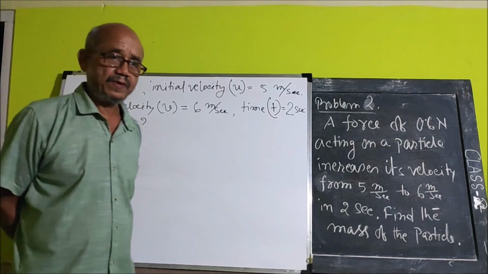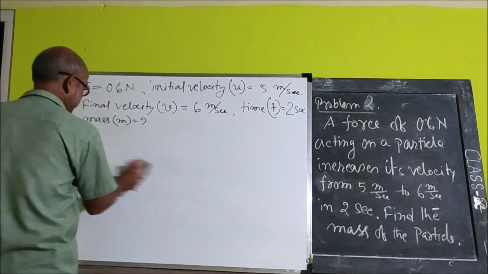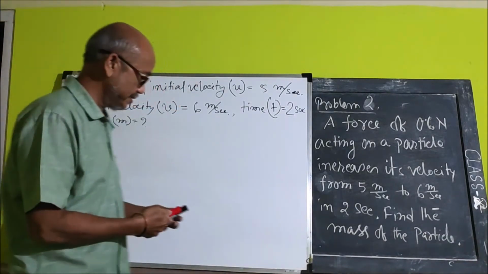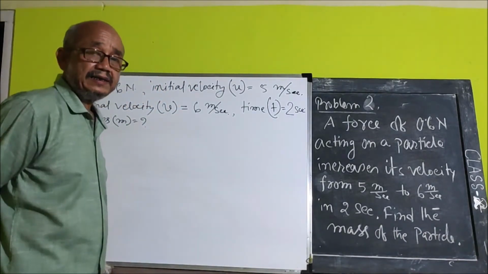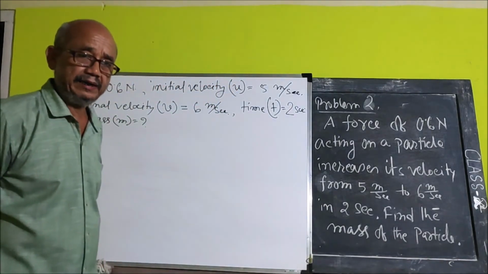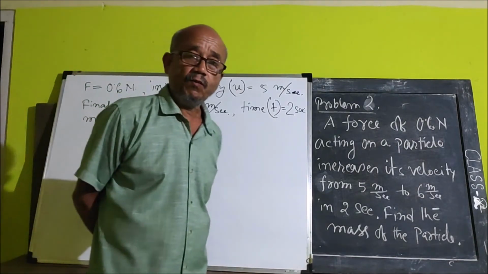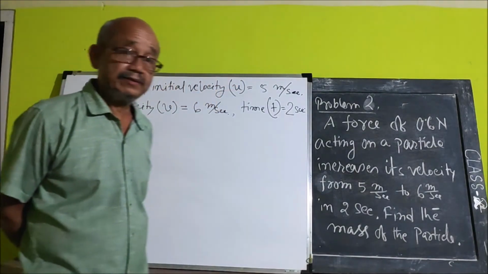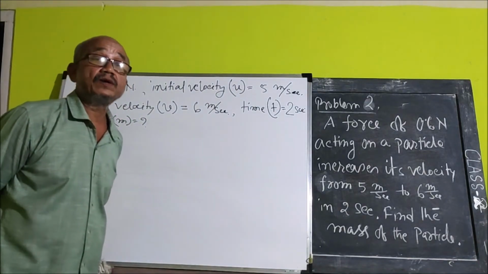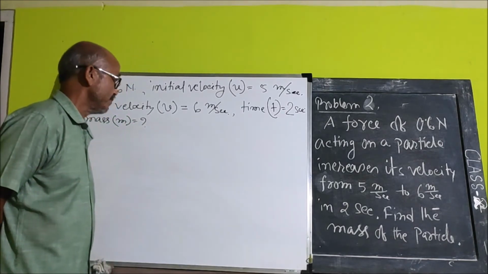Otherwise, it is not possible. So, what is Newton force and what is dyne force? Let us discuss here. When a force is applied on a body of mass 1 kg and produces 1 meter per second square acceleration, then the applied force is called what? Newton force. 1 Newton force.